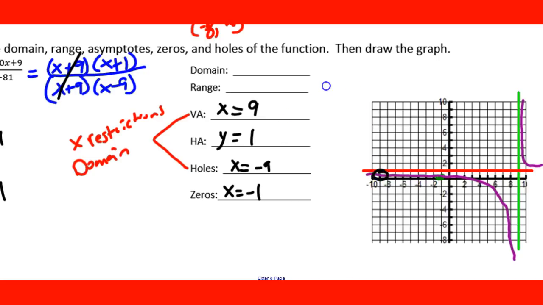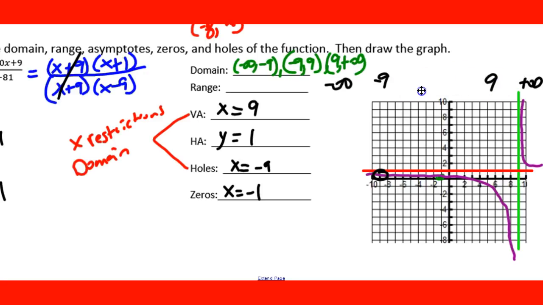Anyway, for the domain, you have negative infinity way out here and positive infinity way over here. But remember, your x restrictions. Oh, the hole is at 9. No, the hole's at negative 9. So you have your hole at negative 9 and you have your vertical asymptote at 9. So that's our domain right there. We have negative infinity to negative 9, negative 9 to 9, and 9 to positive infinity, like that, okay? I'll just literally go from here to here, here to here, here to here, okay? Just like that.